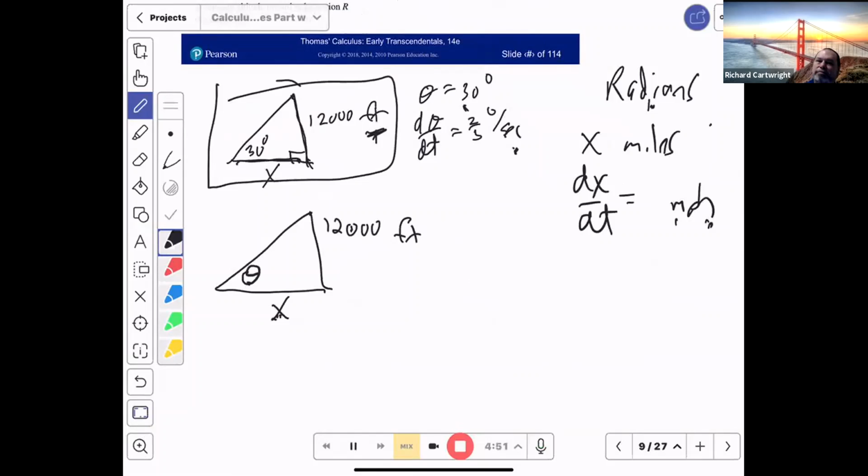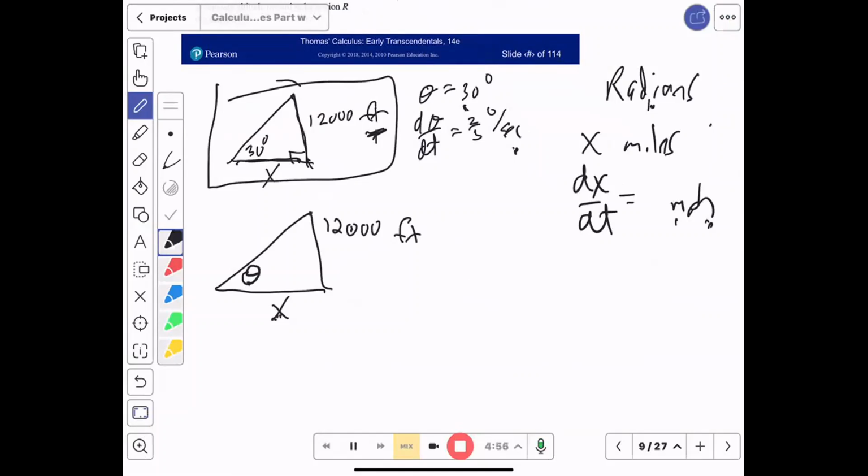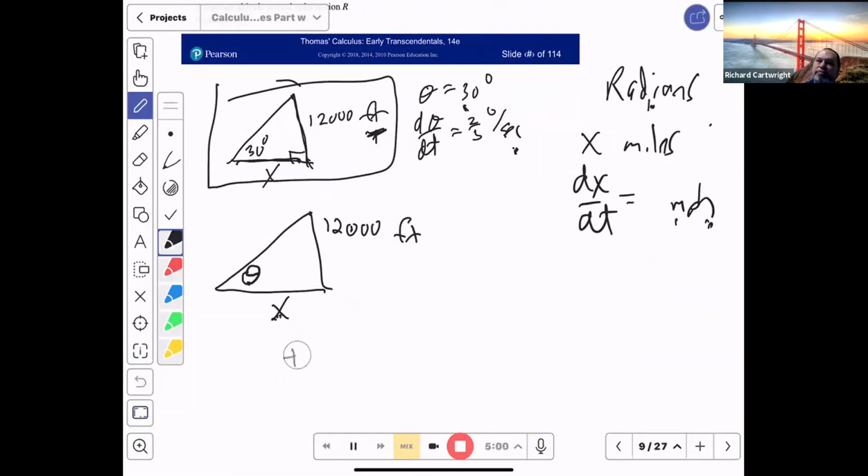Anybody? I gave you a hint. It's trig. Tangent. Absolutely. So I'm going to write my equation. At any given time, tangent of theta has to be equal to 12,000 feet over x feet.